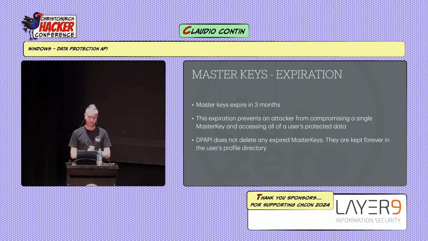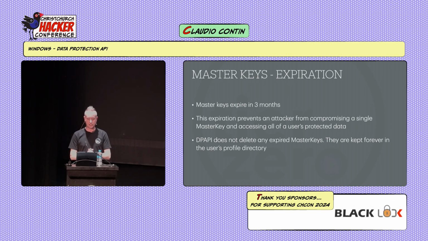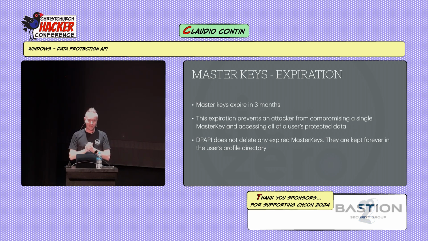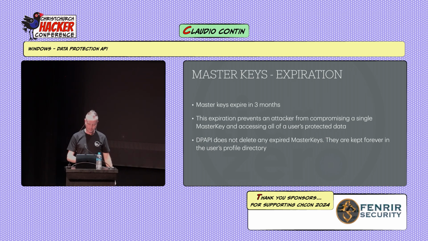Master keys expire. Master keys have an expiry by default of 90 days, or 3 months, okay? The reason is that if an attacker is able to compromise a master key of a user, they will not be able to obtain and decrypt all the data which might be protected by other master keys that the attacker didn't gain access to, okay? One important thing to know is that expired master keys are never deleted, okay? They're always kept forever in the user profile directory.